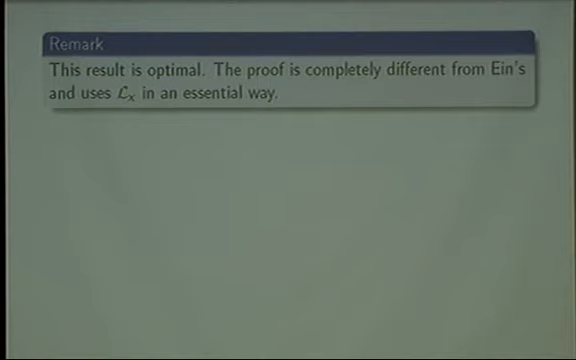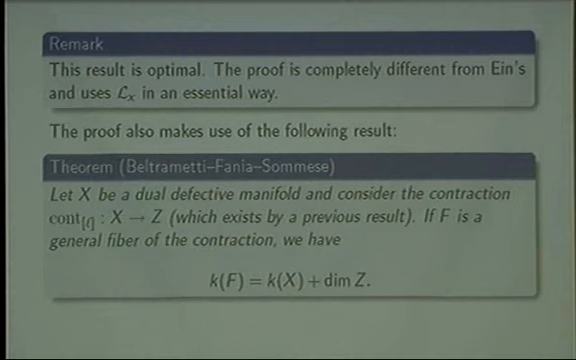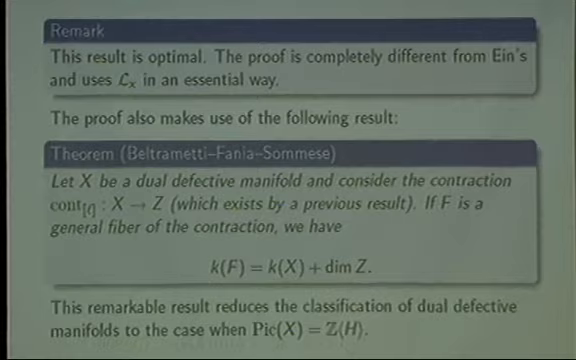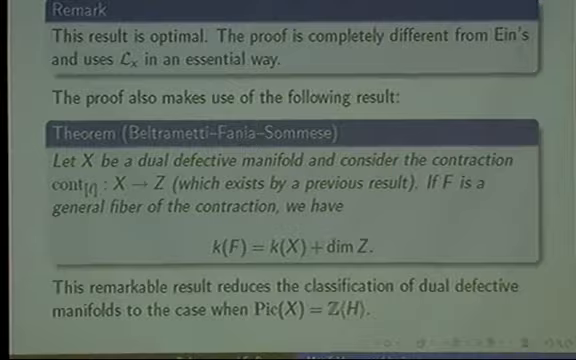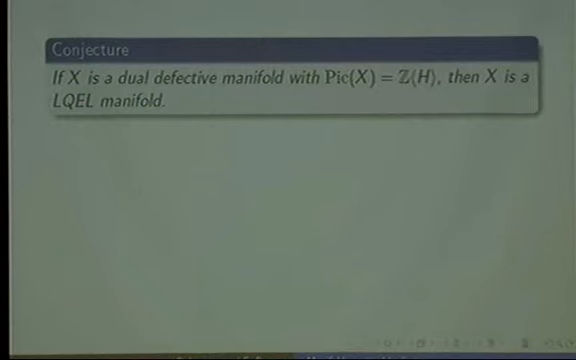And the proof, of course, is completely different and lies on the geometry of lines. Actually, I was working with a normal bundle and he was using a Beilinson spectral sequence, which I don't think is exactly a good tool for projective geometry. I have full respect, but we are also using this. The moral is that we are reduced to understanding dual defective manifolds when the Picard group is cyclic. And here comes a conjecture. The conjecture is that such a dual defective manifold with cyclic Picard group has to be an LQL.